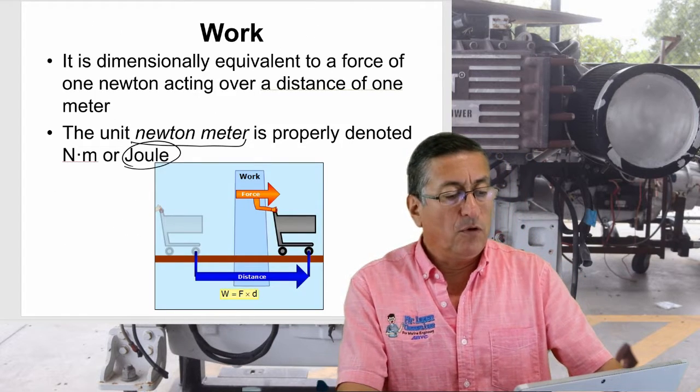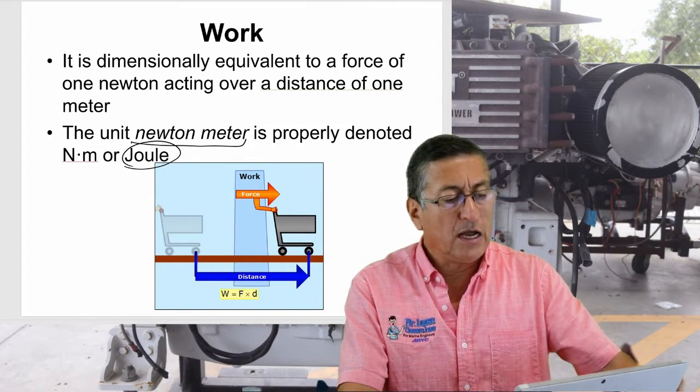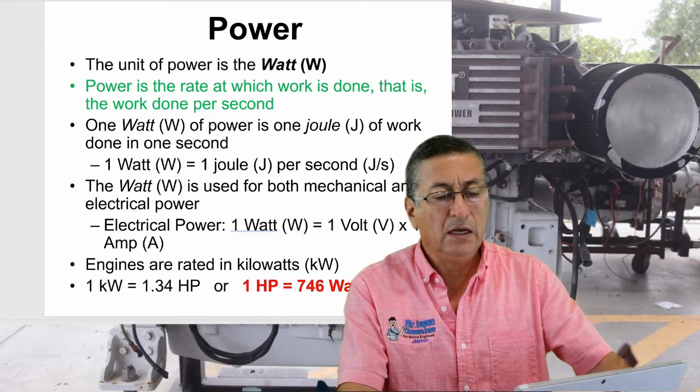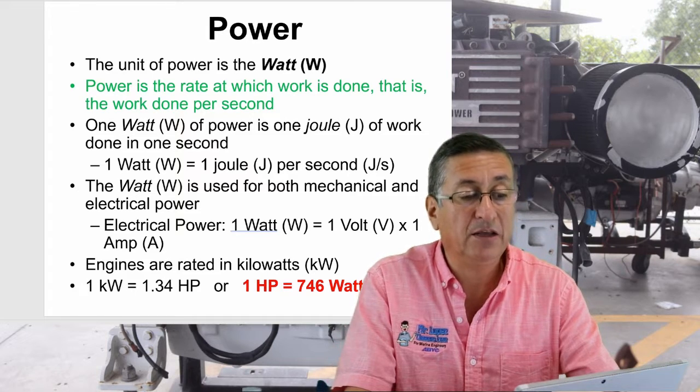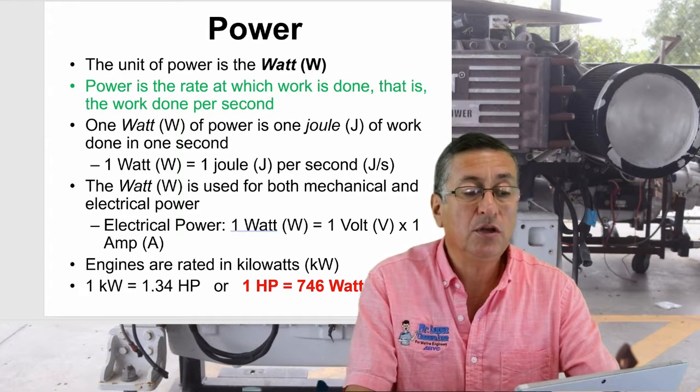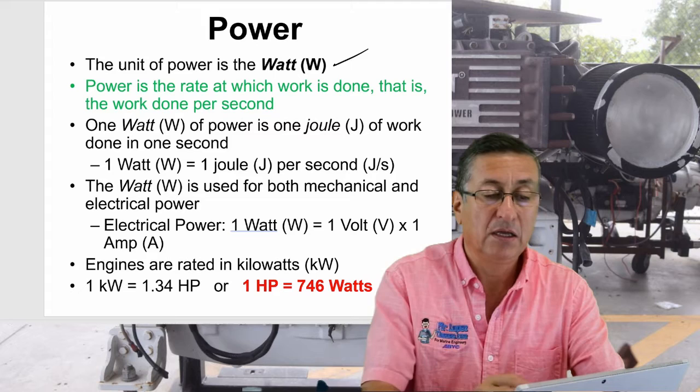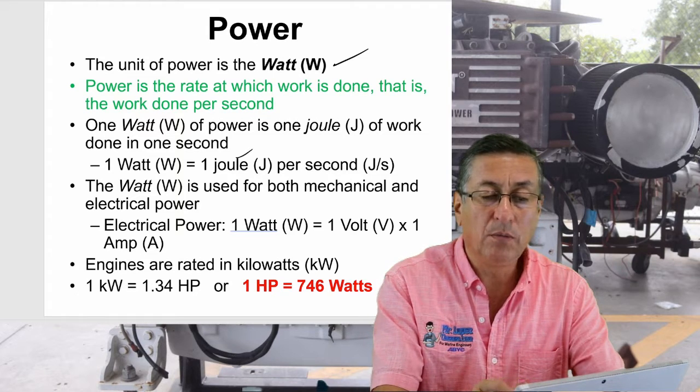Okay, this is the formula for work, this is the formula for torque, and right now this is the summary of the explanation that I did before. The unit for power is watts. 1 watt is 1 joule per second.